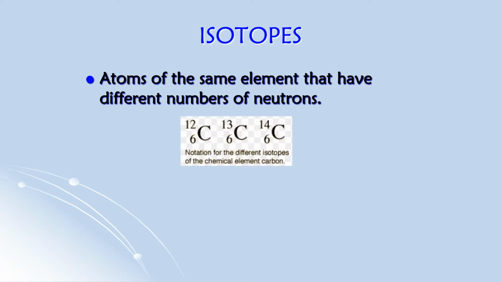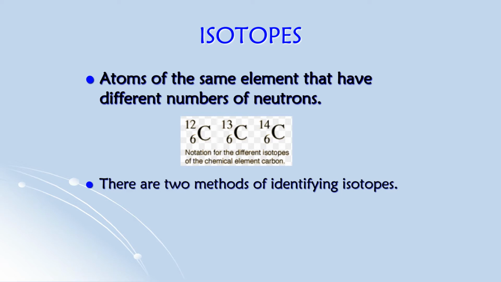For example, here we see three different isotopes of carbon. You see the atomic number at the bottom is the same for all three of them, it is 6, which means all of them have 6 protons. But the number at the top, the mass number, is different, which means their number of neutrons is going to be different because mass number is number of protons plus neutrons. So if protons are remaining the same, then that means we are changing the number of neutrons.